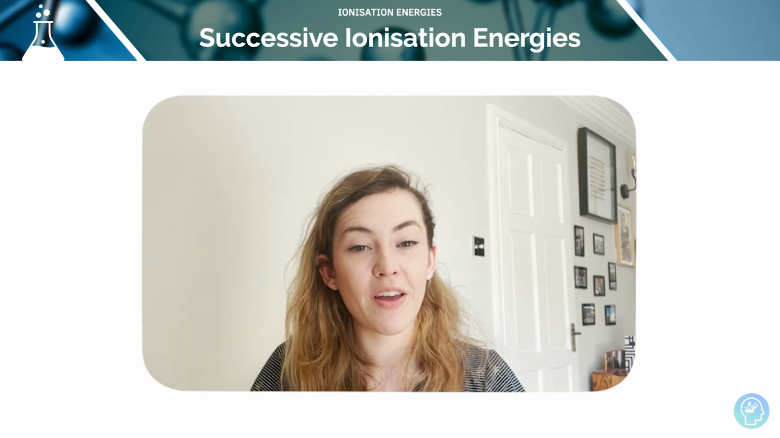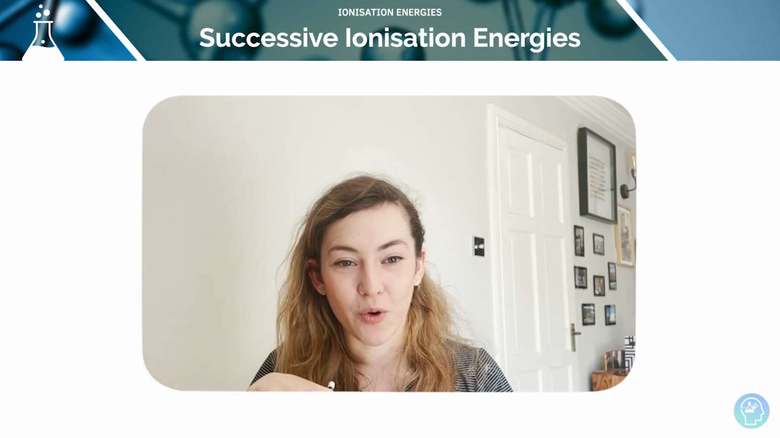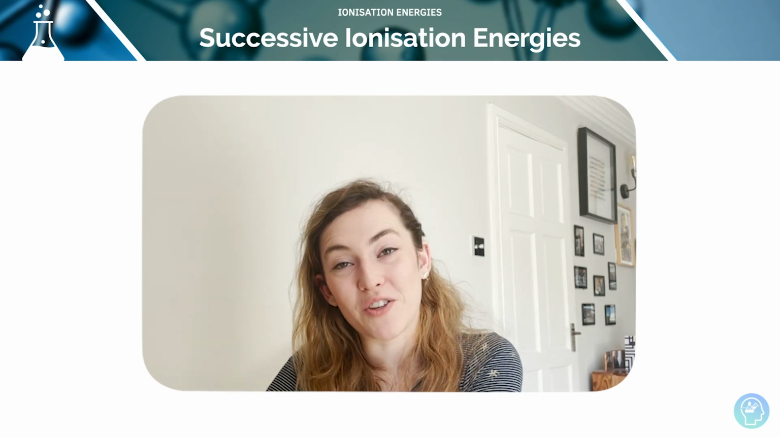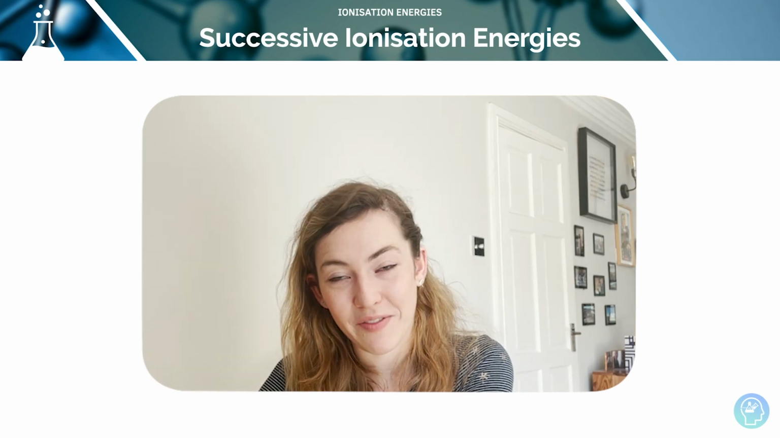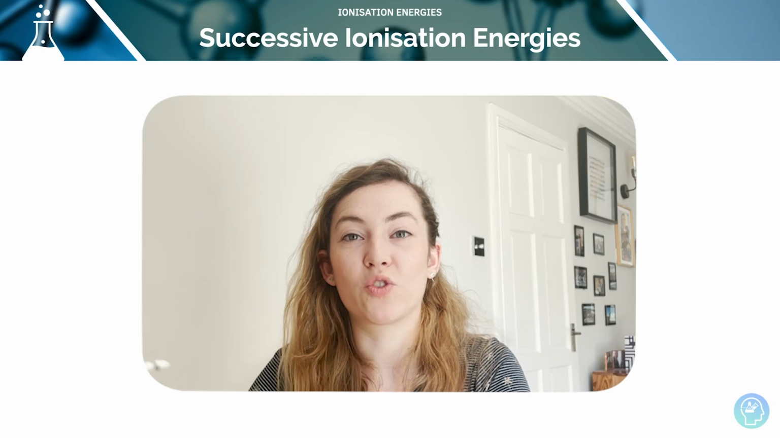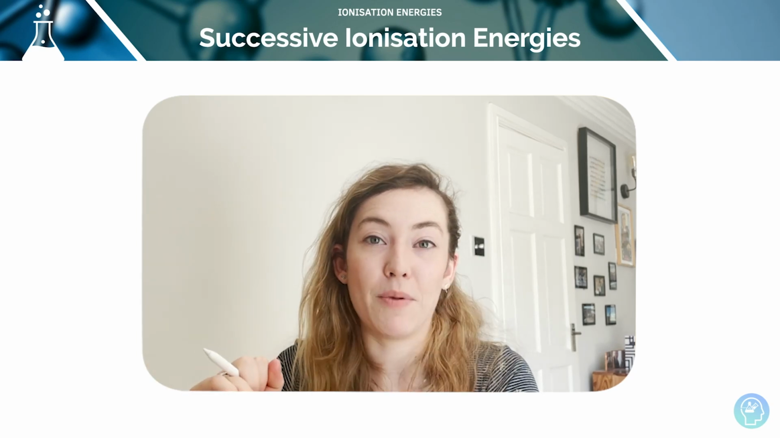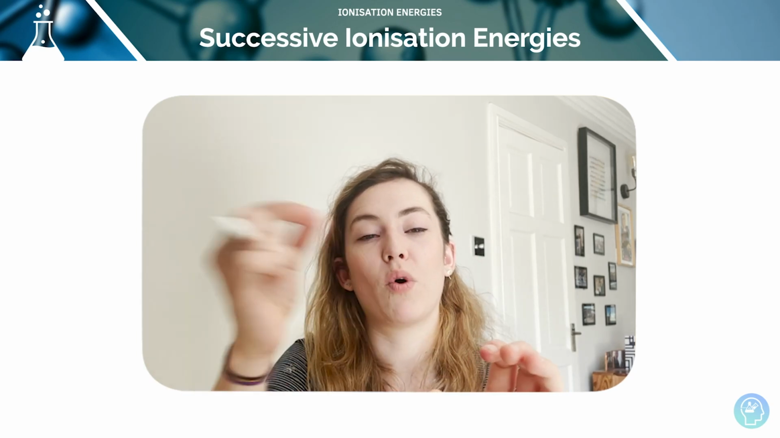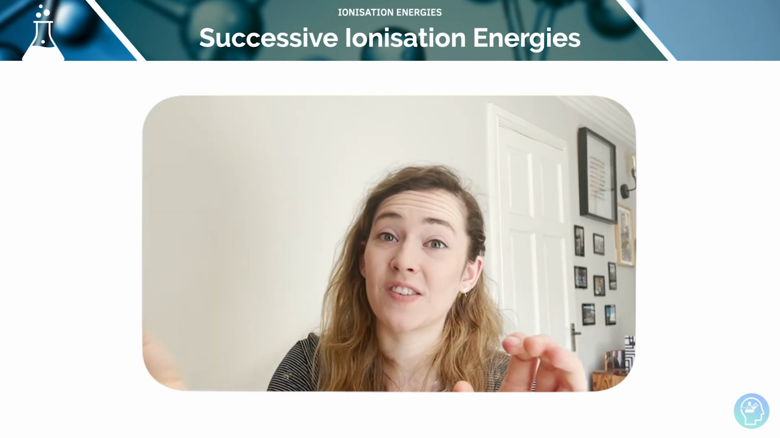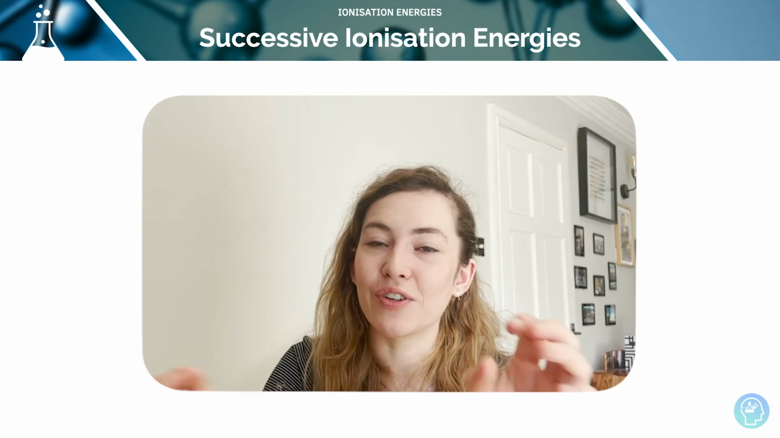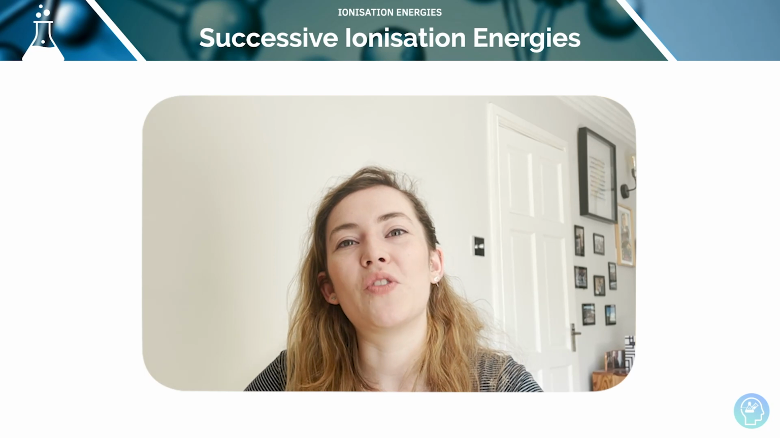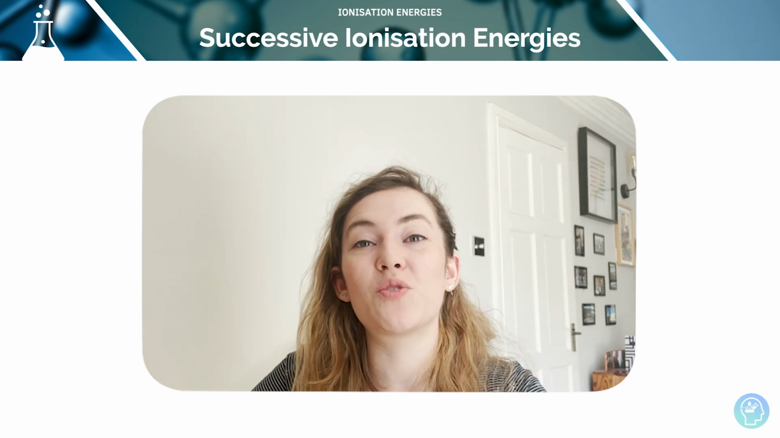When we consider successive ionization energies, we're considering the fact that we're not just removing one, we're then removing another, and then another, and then another electron. So each ion that is going to form is going to become increasingly positive as I remove more and more electrons. So I'm looking at the same element now. I'm going to remove one electron, and then I'm going to remove another, and each successive ionization energy will be slightly different to the next.